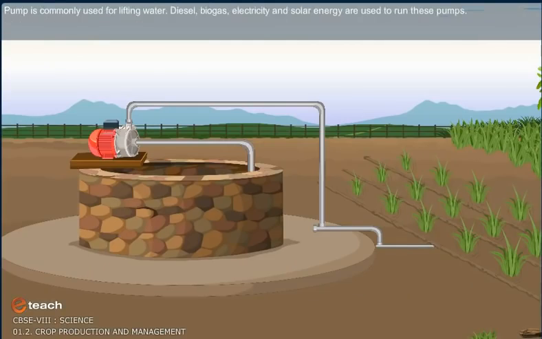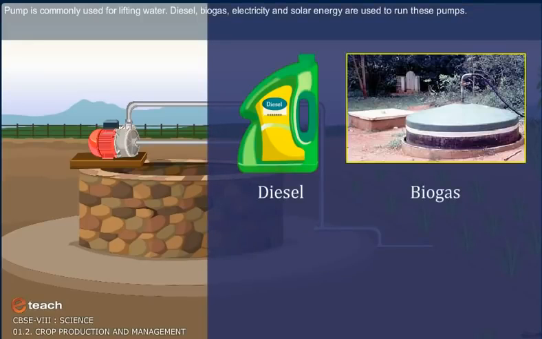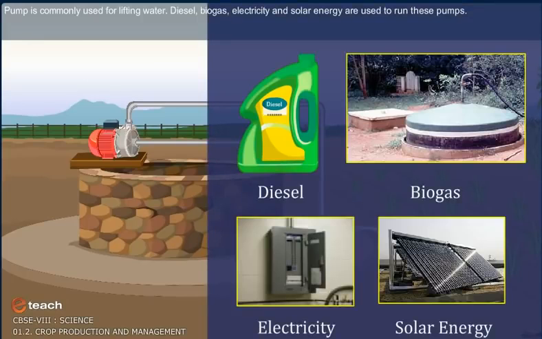Pumps are commonly used for lifting water. Diesel, biogas, electricity, and solar energy are used to run these pumps. Modern methods of irrigation. Modern methods of irrigation help us to use water economically. The main methods used are as follows.